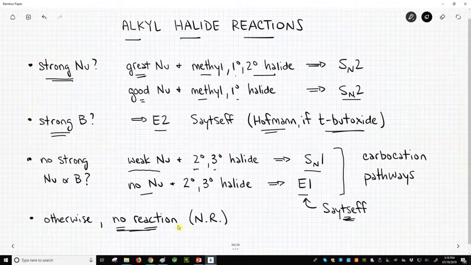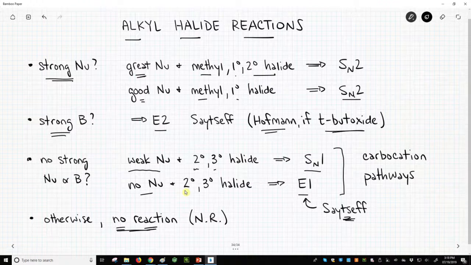Likewise, what if we were looking at an E1 reaction? We don't have a strong nucleophile or base, but we have a primary halide. You're never going to form that carbocation, therefore that would be a no reaction. So no reaction is not a very satisfactory answer, but sometimes you get a no reaction.